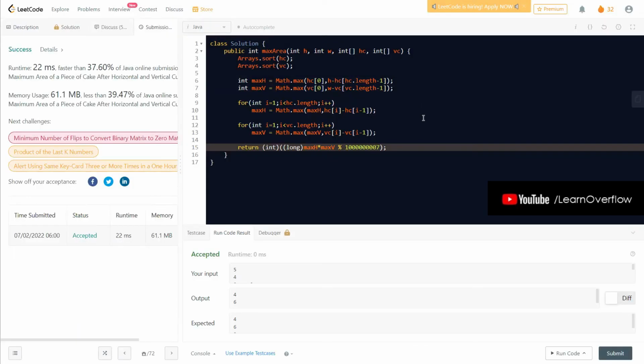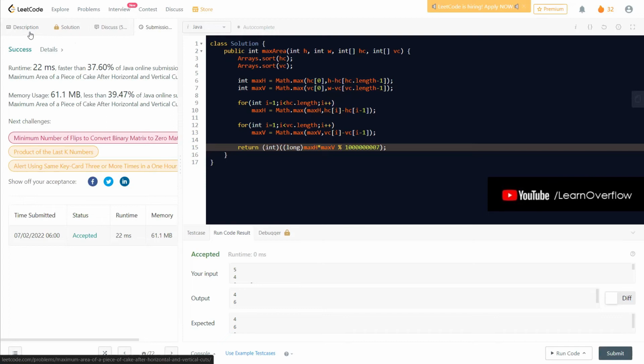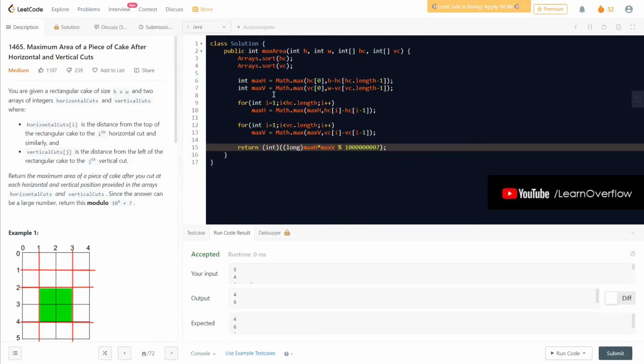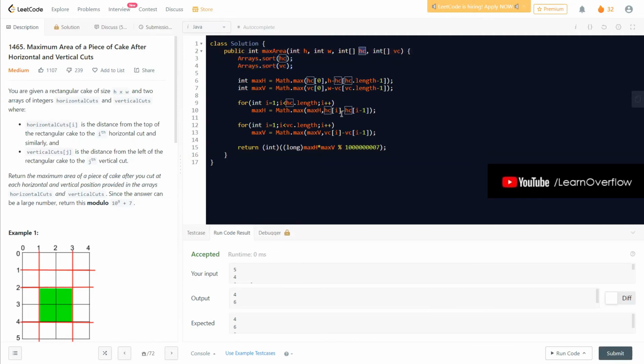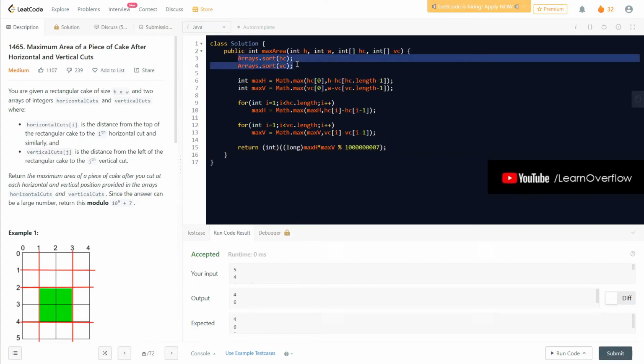All right, so we see here that this is how our actual question works. Let's understand what exactly we did. First, as said, I sorted both the arrays. There were horizontal cuts and vertical cuts, so I reduced the names to HC and VC for faster typing, and then we sorted both the arrays.